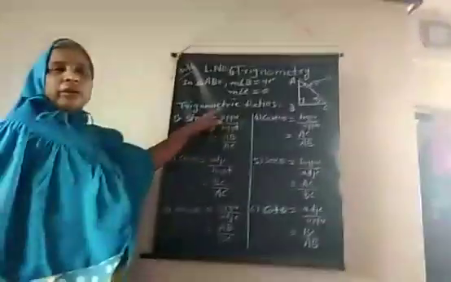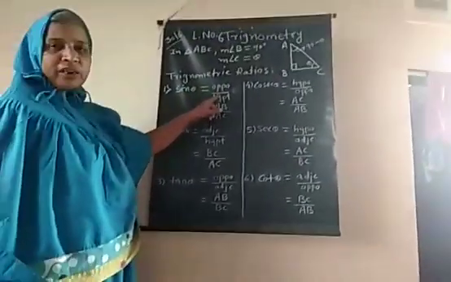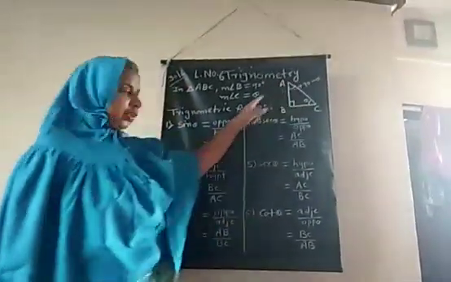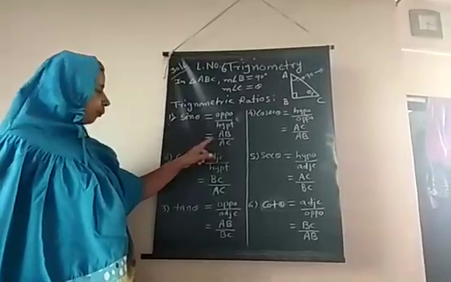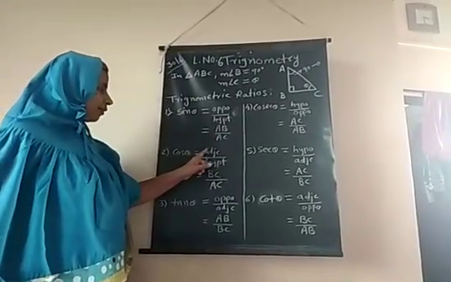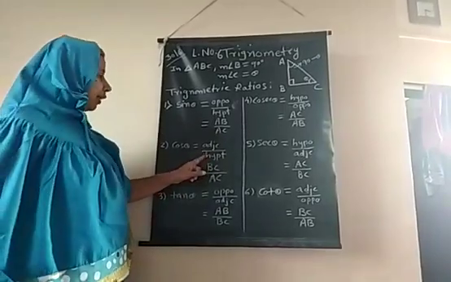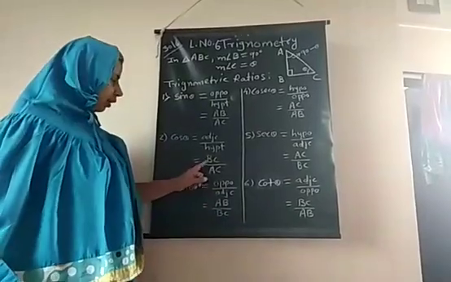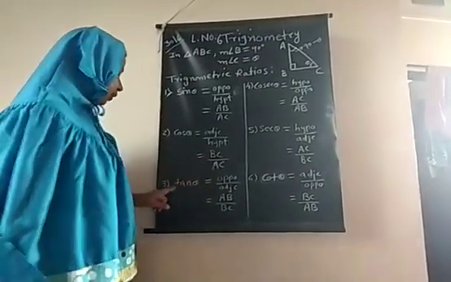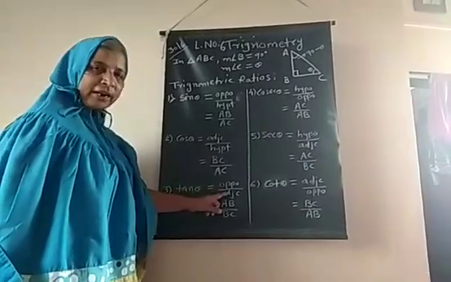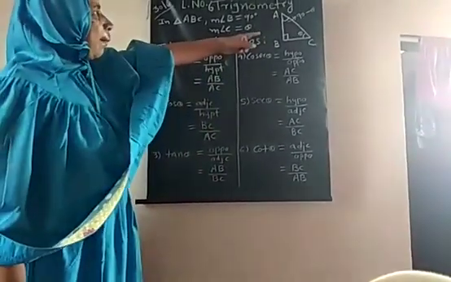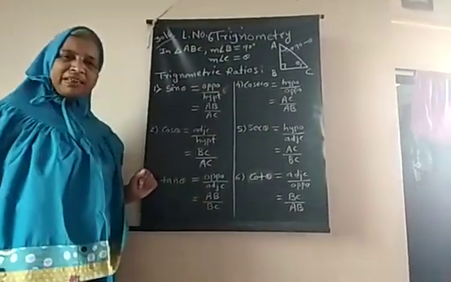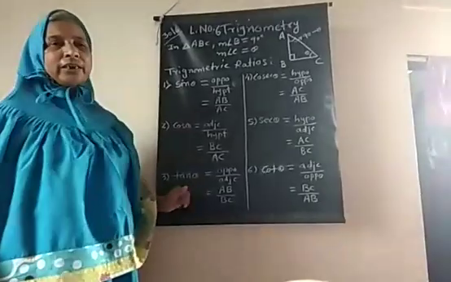Sin theta, the ratio is opposite side upon hypotenuse. Now for theta, opposite side is AB and hypotenuse is AC, so the ratio is AB upon AC. Cos theta, ratio is adjacent side upon hypotenuse. Adjacent side for theta is BC and hypotenuse is AC, therefore ratio is BC upon AC. Tan theta, ratio is opposite side upon adjacent side. Opposite side is AB and adjacent side is BC, therefore ratio is AB upon BC. These three ratios you have already learned in 9th standard.